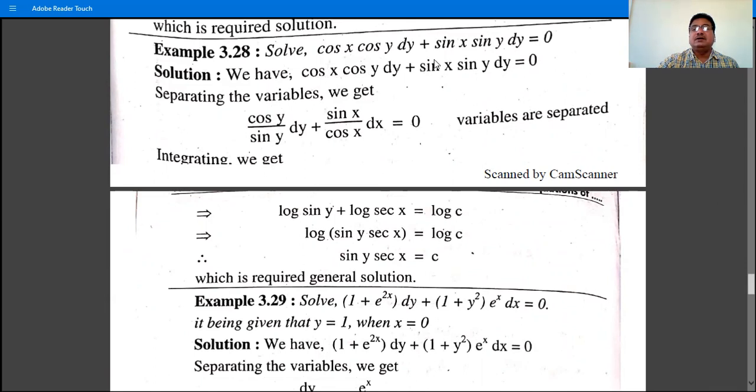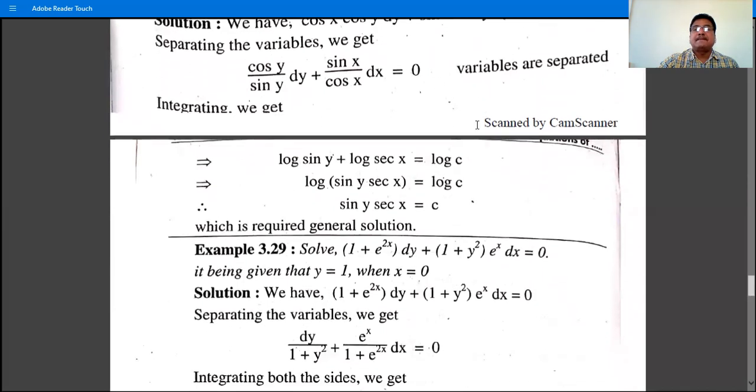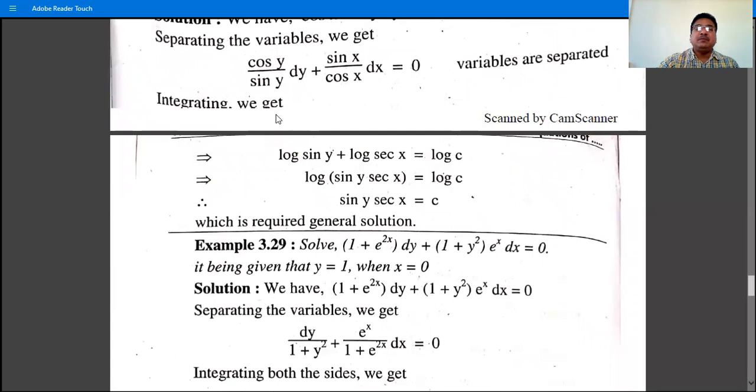So shift this quantity to RHS, and then shift the sin y to LHS and cos x to RHS. We have cos y divided by sin y dy is equal to minus sin x cos x dx. So this is in the variable separable form, integrating. And cos y by sin y is log sin y by using the rule f dash x divided by fx. Derivative of sin y is cos y.